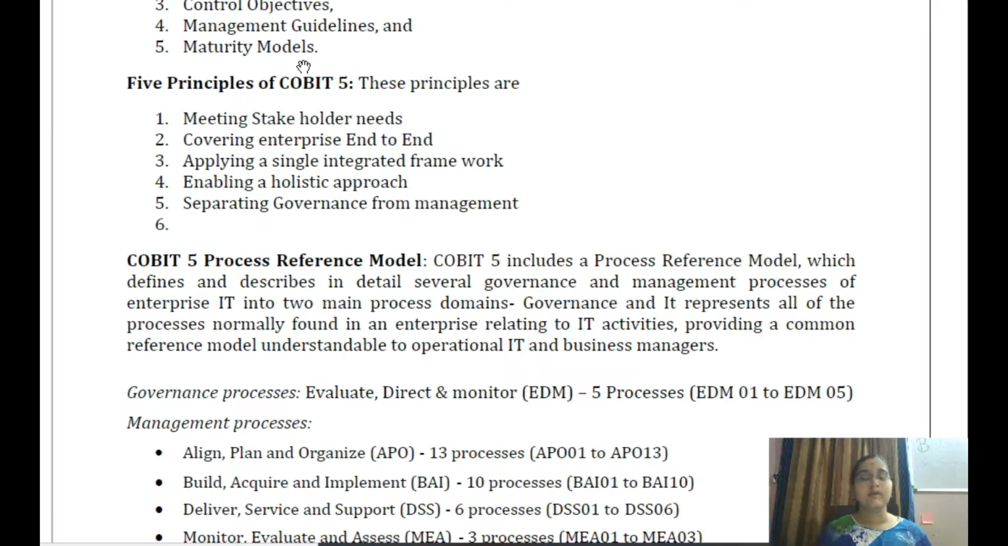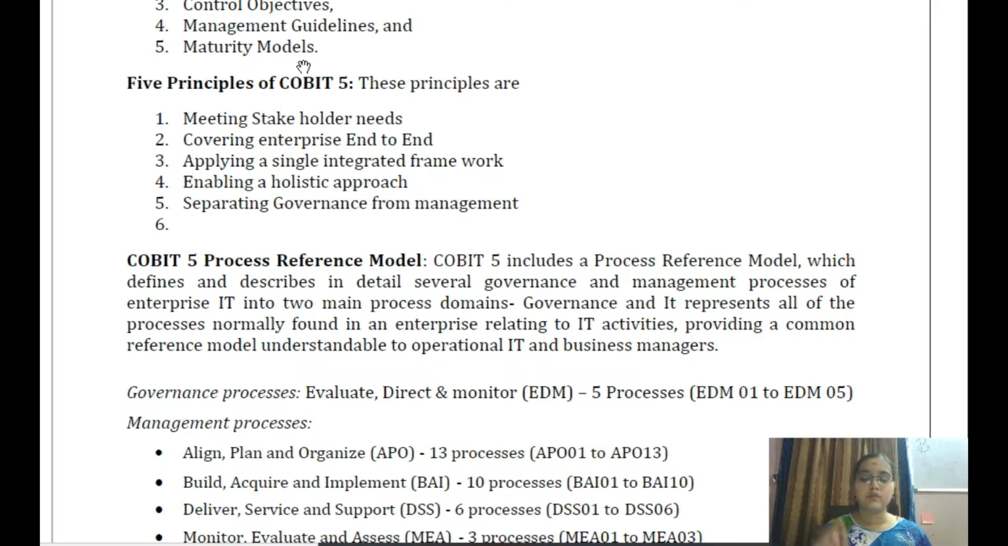Then covering enterprise end to end. This COBIT 5 model not only helps in managing the IT, but it covers all the concepts. It will treat the information as an asset, like how it treats the other assets. Therefore, it will be applicable to the entire organization from start to end. Then applying a single integrated framework. Here, there are many IT related standards and practices which will be applicable for the IT. So COBIT 5 is a single integrated framework where it will take the input from other frameworks also, and it will have an overarching governance and management framework for the use of IT in the organization.